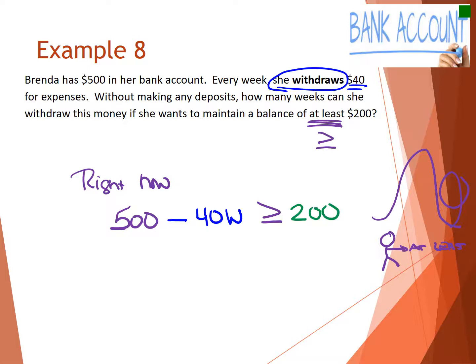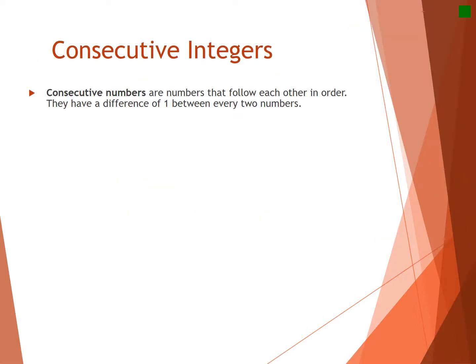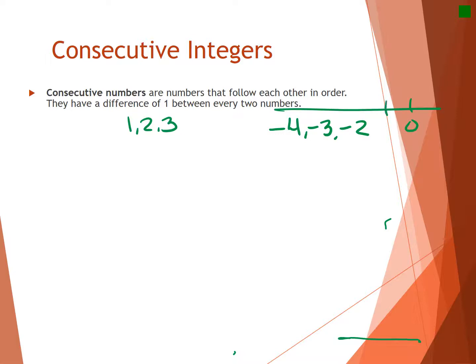All right, we're going to spend a lot of time talking about these guys. So consecutive integers, here's what consecutive integers are. They're numbers that follow each other. So for example, 1, 2, and 3 are consecutive integers. -4, -3, and -2 are consecutive integers. Looks like they're going backwards, but remember, when we have 0, there's -1, -2, -3. We always start with the little number and go towards the bigger number, okay?